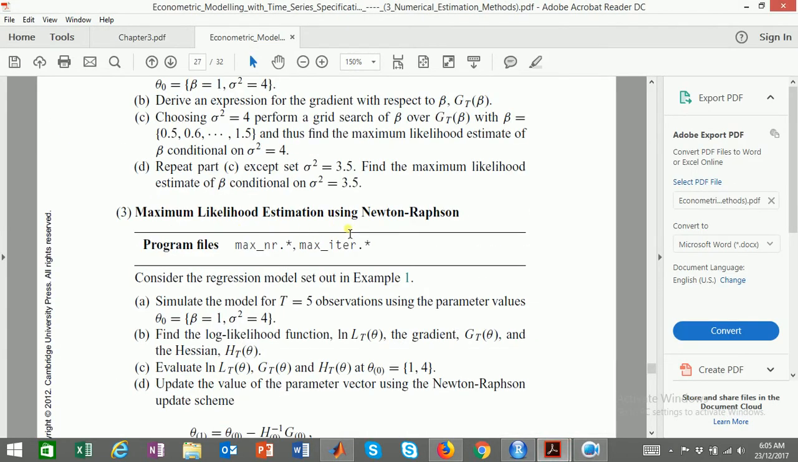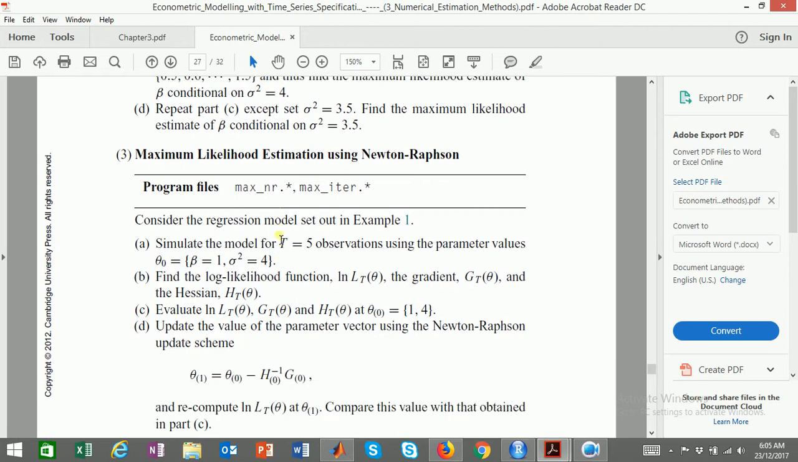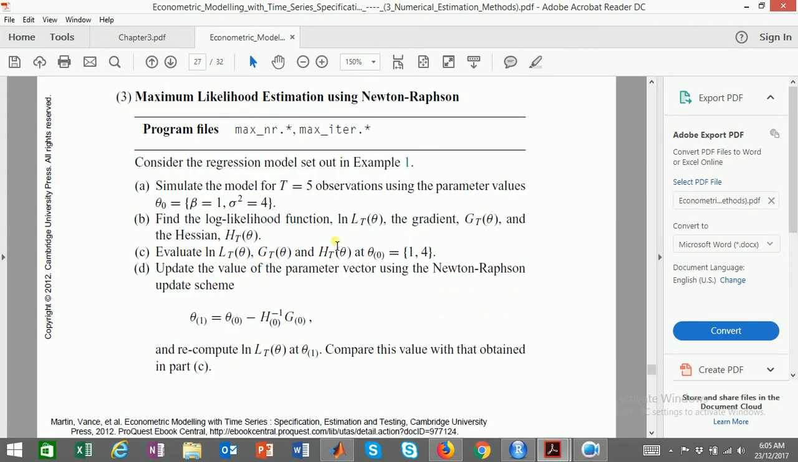Maximum likelihood estimation using Newton-Raphson. So max NR. Consider the regression model set out in example 1. Simulate the model for T equals 5 observations using parameter values theta naught equals beta 1, sigma square equals 4. Find the log likelihood function, the gradient and the Hessian. Evaluate the log likelihood function, the gradient and the Hessian with initial parameters 1, 4, that is mentioned in A.